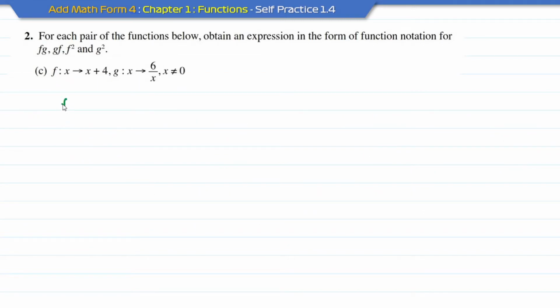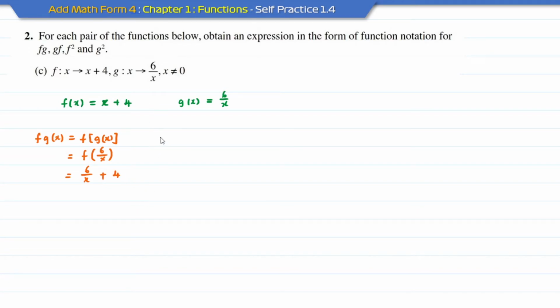C, I'm going to have the function f(x) equal to x plus 4, and then I have the function g(x), which is equal to 6 over x. So for the first one, I'm going to solve for the composite function of fg(x), which means we are going to insert the function g into the function f. So the function g is 6 over x. Then we're going to insert this into the x in our function f, which is going to be 6 over x plus 4.